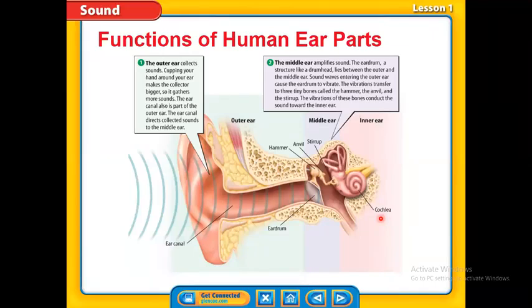Some people actually have problems with the cochlea, such that they need to have it transplanted.